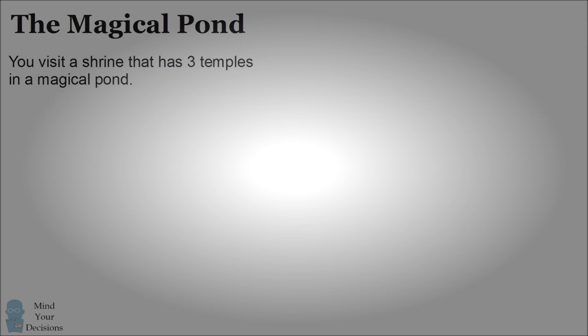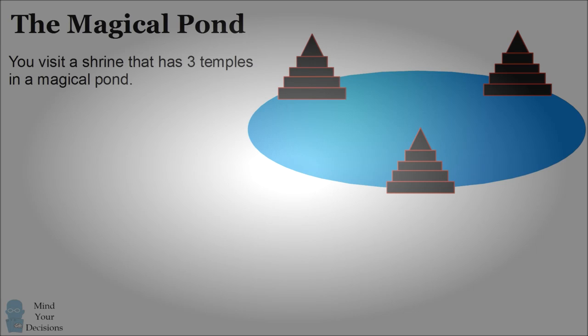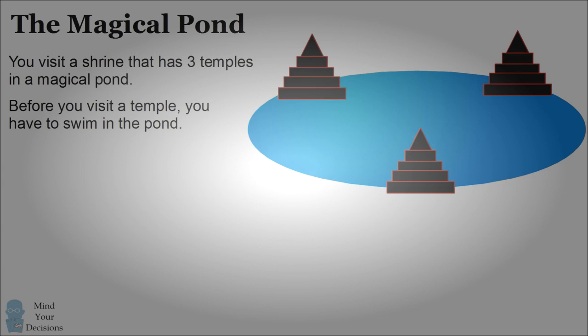You visit a shrine that has 3 temples in a magical pond. Before you visit a temple, you have to swim in the pond. The path you take involves swimming in the pond to get to the first temple, swimming in the pond to get to the second temple, and then swimming in the pond to get to the third temple.